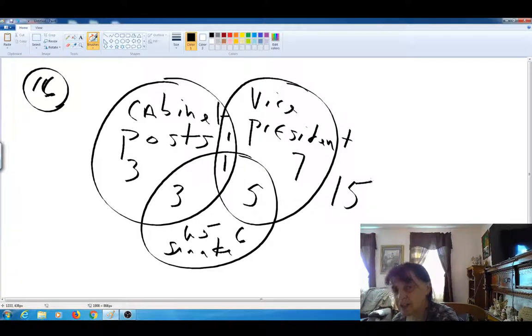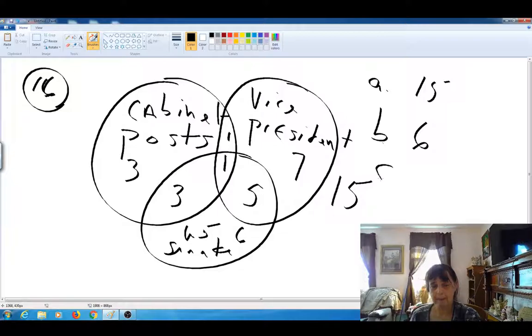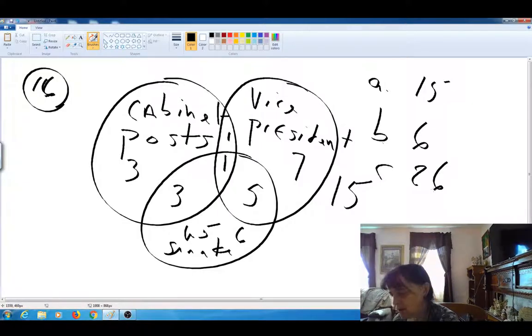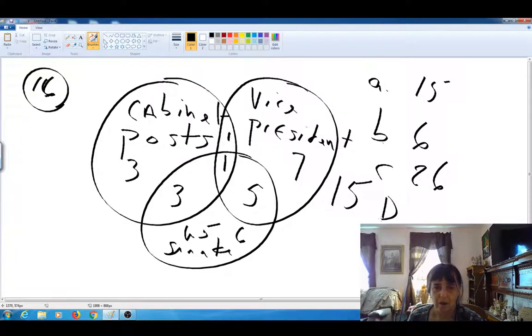So how many had none of those positions? It is 15. Only U.S. Senate is 6. At least one of the positions would be 26. Exactly 2 positions is 9.